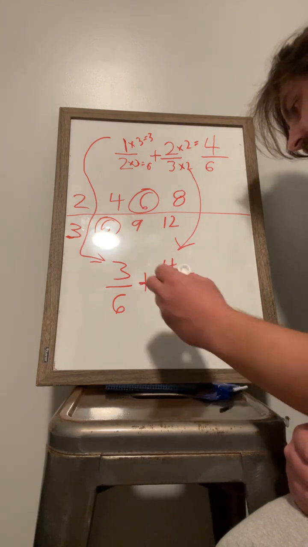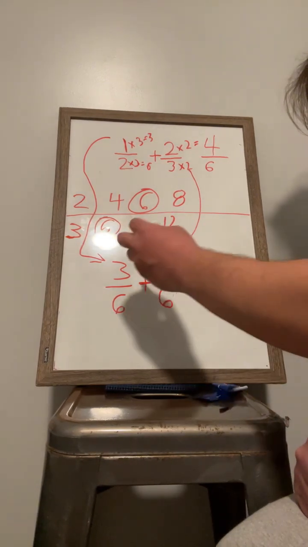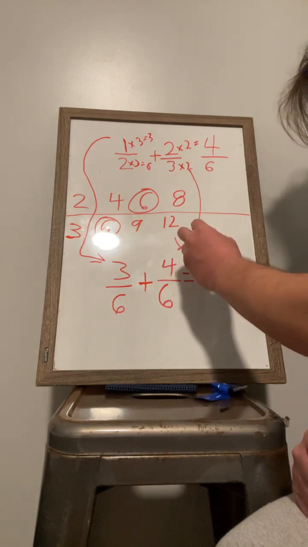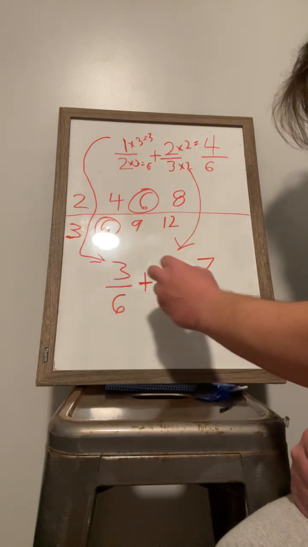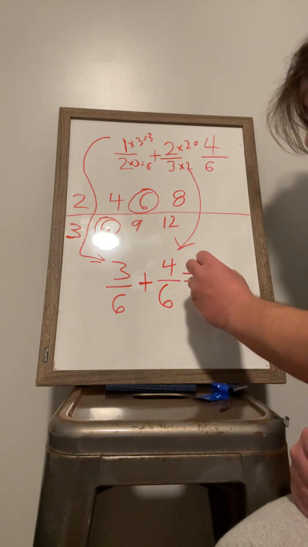Line that up. So now I'm simply going to add the numerators, and the denominator is going to stay the same. So 3 plus 4 equals 7. The denominator stays the same, so our answer is 7/6.